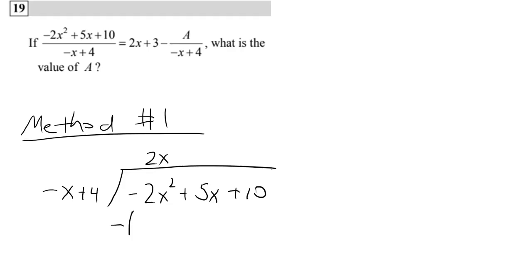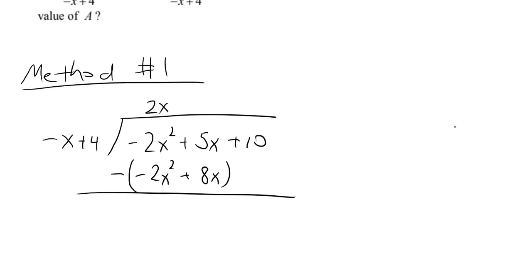So minus, parentheses, we multiply this 2x with minus x plus 4. So we get minus 2x squared plus 8x. We want to subtract these two rows. So negative 2x squared plus 2x squared gives us 0. 5x minus 8x is minus 3x. And then we bring down the plus 10.